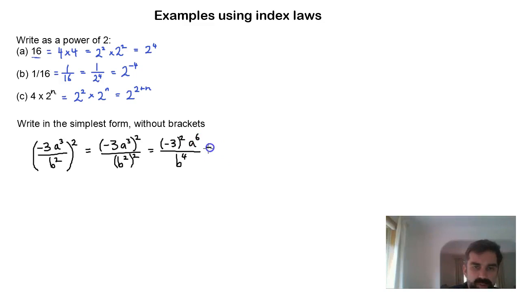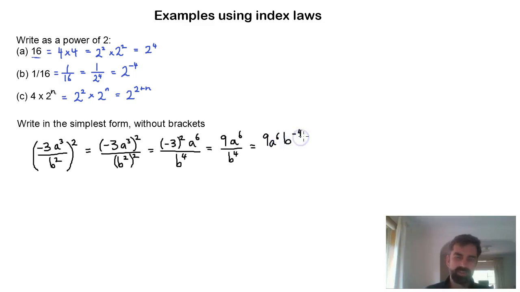So I'm just using a combination of the index laws now. Now, just to simplify this number down, -3 squared is going to be 9. Remember, a negative number squared will give you a positive value. So that'll be 9a to the 6, all divided by b to the 4. So that's probably the simplest form that you could possibly write it in. If we wanted to write it without the fraction, we could actually write that as 9a to the 6, b to the -4.